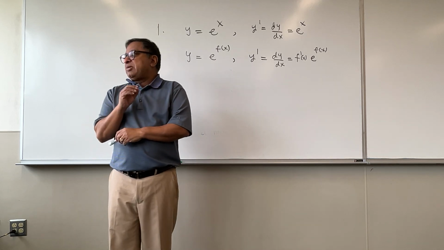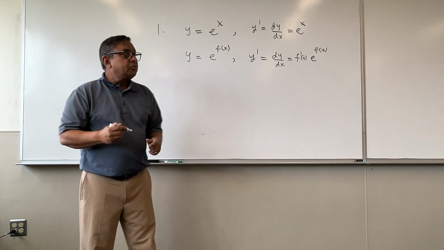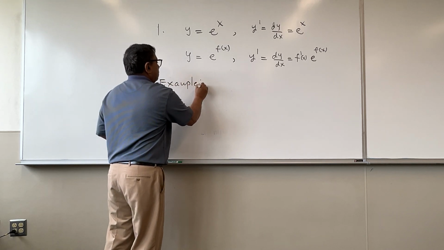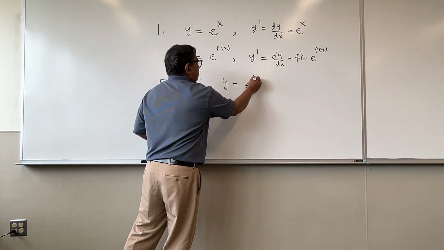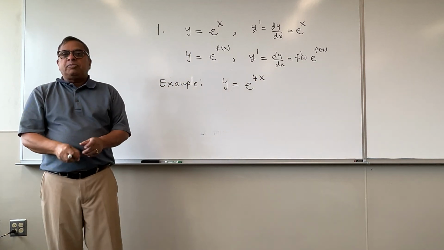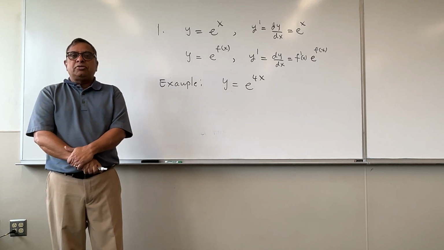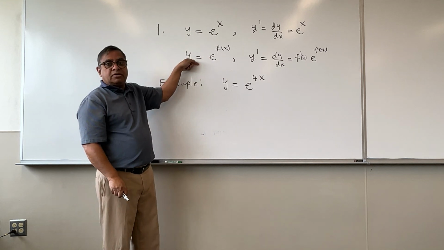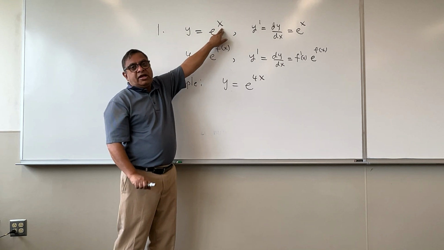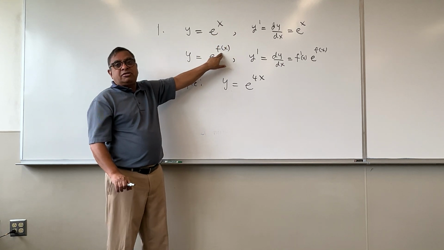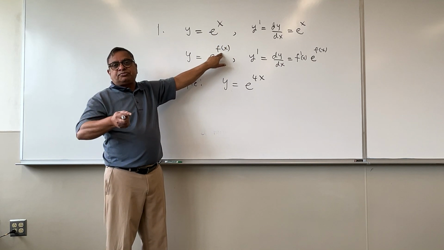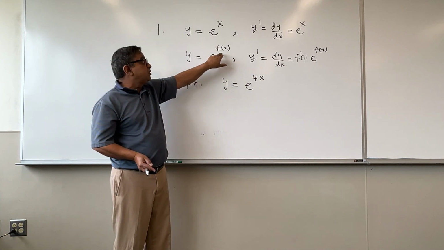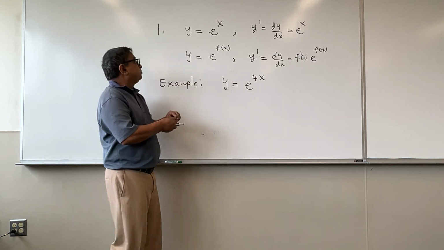Now let me illustrate this by means of a couple of examples. Example 1. Your function is y equals e to the power of 4x. I want to compute the derivative of this function. Well, which one should I use? This one is simply e to the x, nothing else. But here, that x could be a function of x. Therefore, here it's 4 times x, so I need to use this formula right here, the second one.